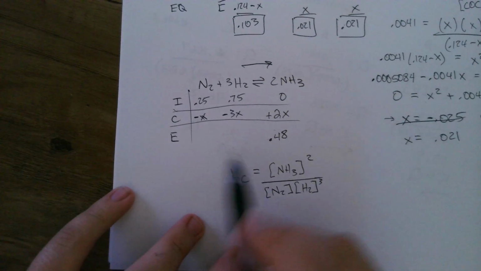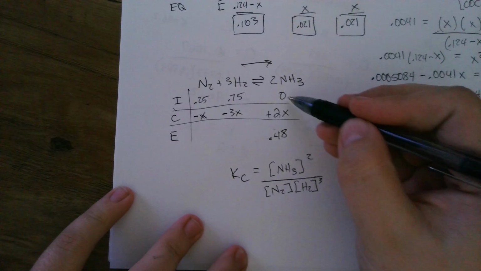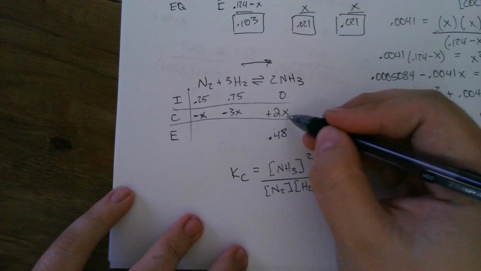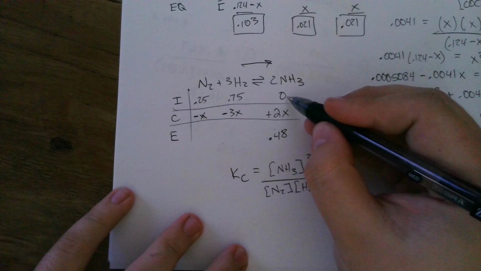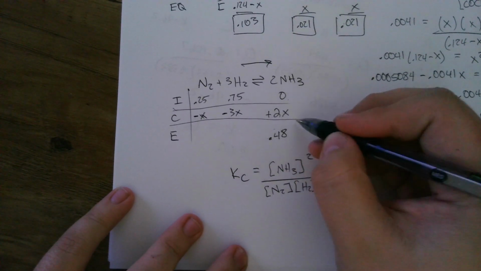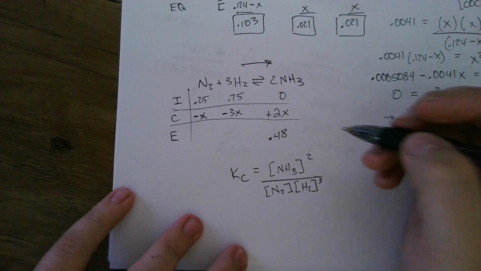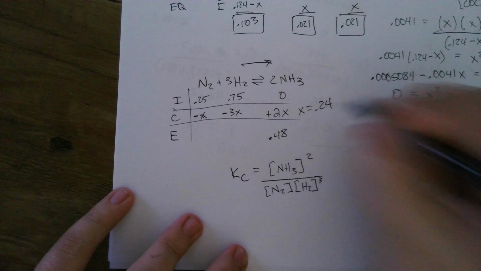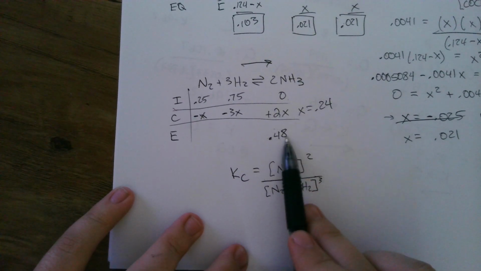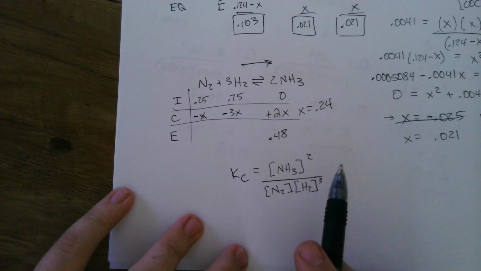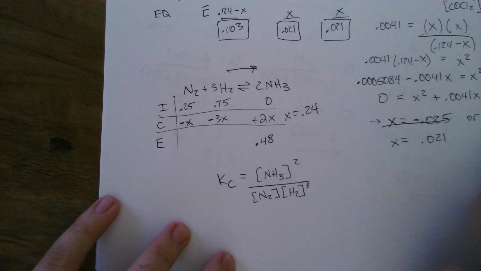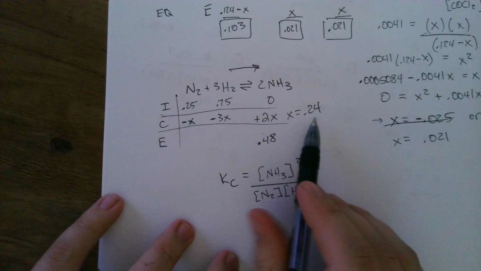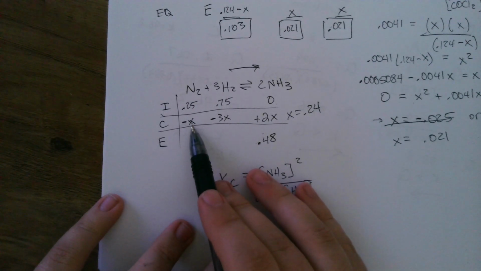Okay. Now this problem is easier, because if I look here at the NH3, I have the initial, the change, and the equilibrium. So I start with 0, I add 2X, and I get 0.48. Well, I can just solve for X then. X must be 0.24. Because 2 of them increases me by 0.48. So instead of solving all this mess, I can just use the information in my table to find X this time.